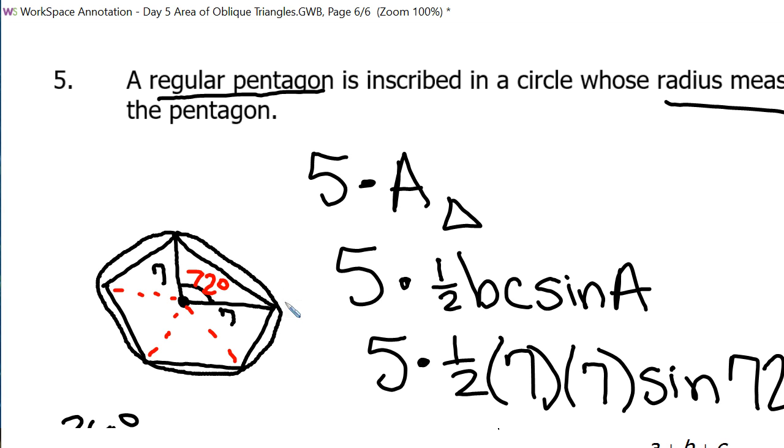What was it? 116.5 centimeters squared. Is that the consensus? We agree. Okay, good. So 116.5 squared centimeters.